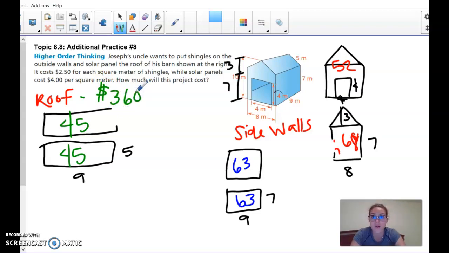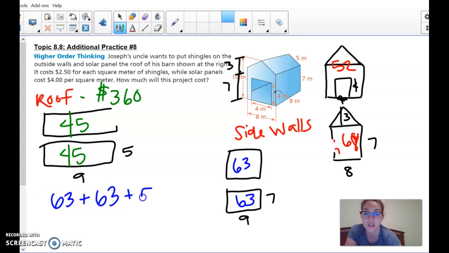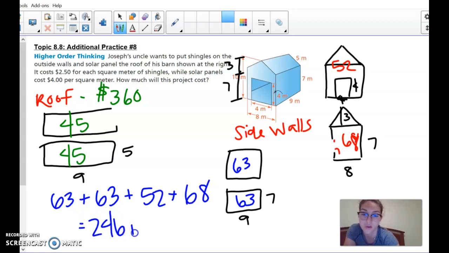All right, and then my sidewalls are all going to be covered in shingles. So I'm going to start over here with 63. I have 63 is one of my sides, plus 63 is my other side. 52 is the front, plus 68, which is the back. So if I add all of those up, 63 plus 63 plus 52 plus 68, I end up with 246 meters squared.